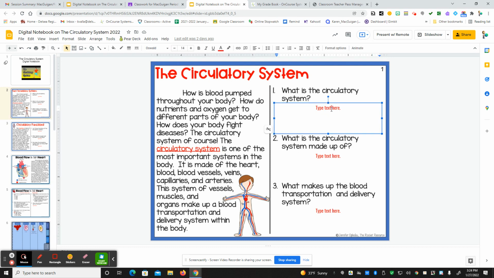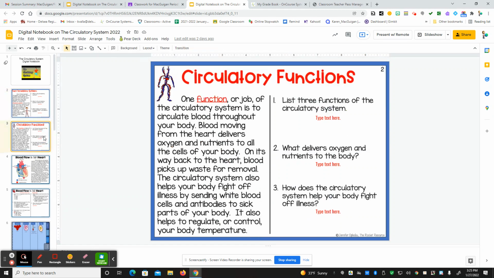So when you go to complete your slide, it says, what is the circulatory system? You can go right to your background and answer it. It's one of the most important systems of the body, and it makes up the heart, blood vessels, veins, capillaries, and arteries. Again, same question. I literally just answered that. Then, what makes up the blood transportation delivery system? It would be the blood vessels, right? So you can go through and answer those respective questions.